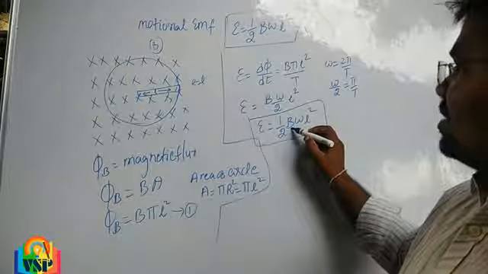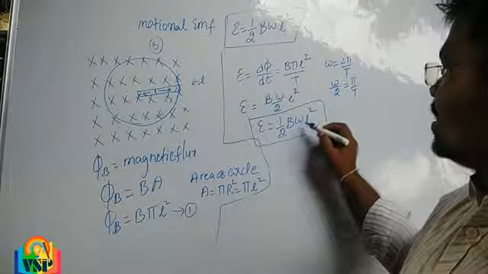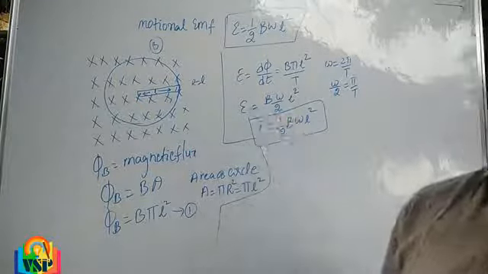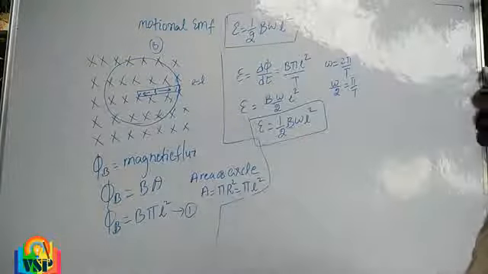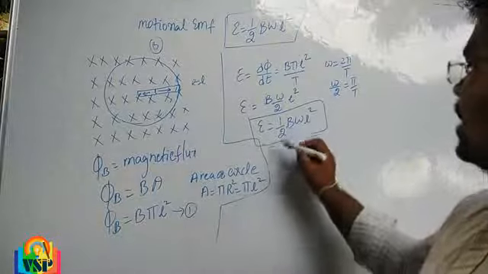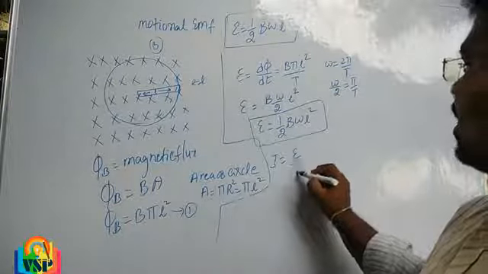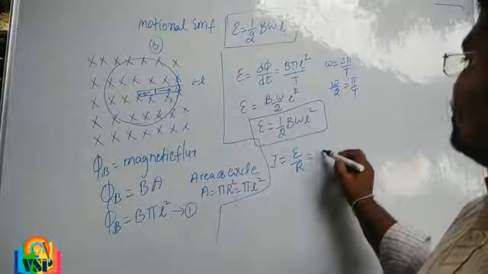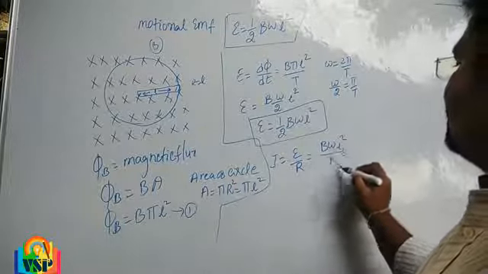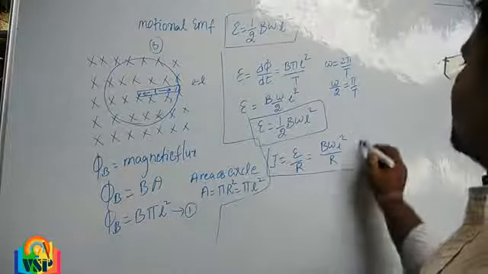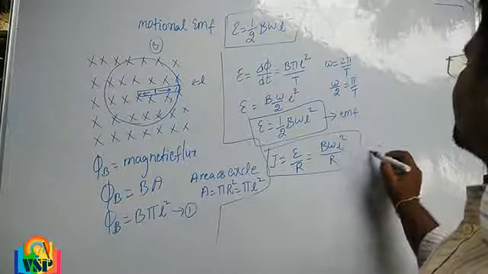B is magnetic field induction, omega is angular frequency or angular velocity, L is length of the rod or radius of the circle, whatever the shape. How can we find the current in this case? I is equal to EMF by R, that is 1 by 2 B omega L square divided by R. This is EMF, this is current.